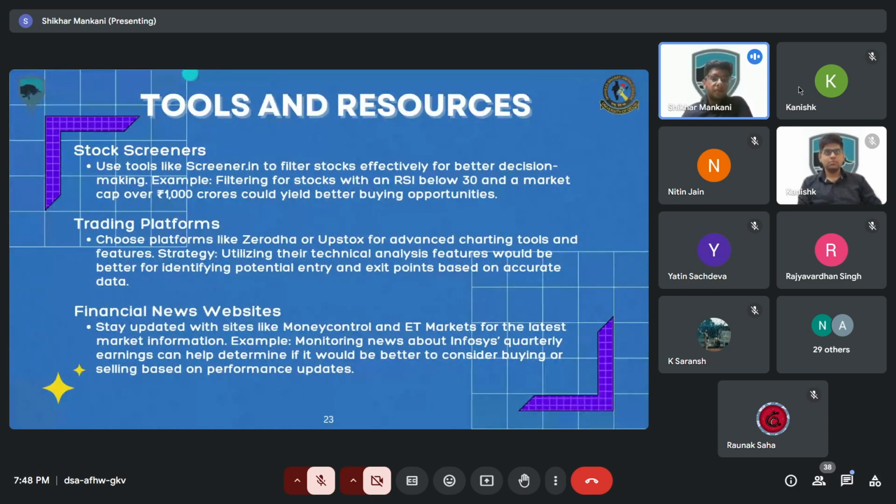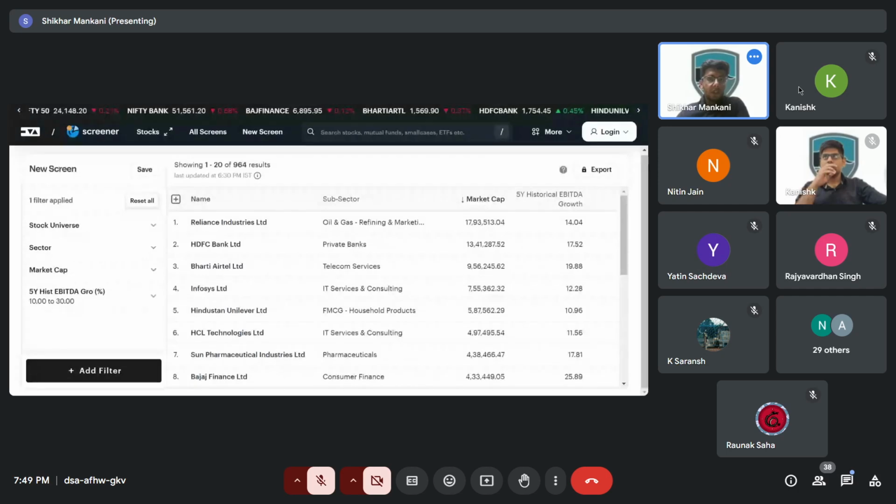I'll give you a quick example of a screener. If you have to screen out stocks, there are many websites available, many tools available, and there are also paid software. I'll use a website called Tickertape today, and I'll give you a brief example of a screener. That is the most opted one. Yeah, so this is how a typical stock screener looks.